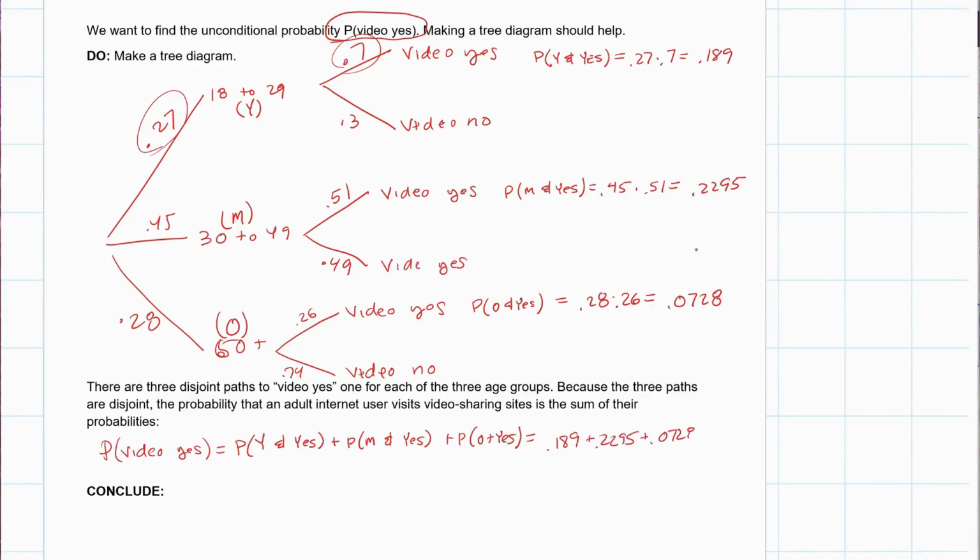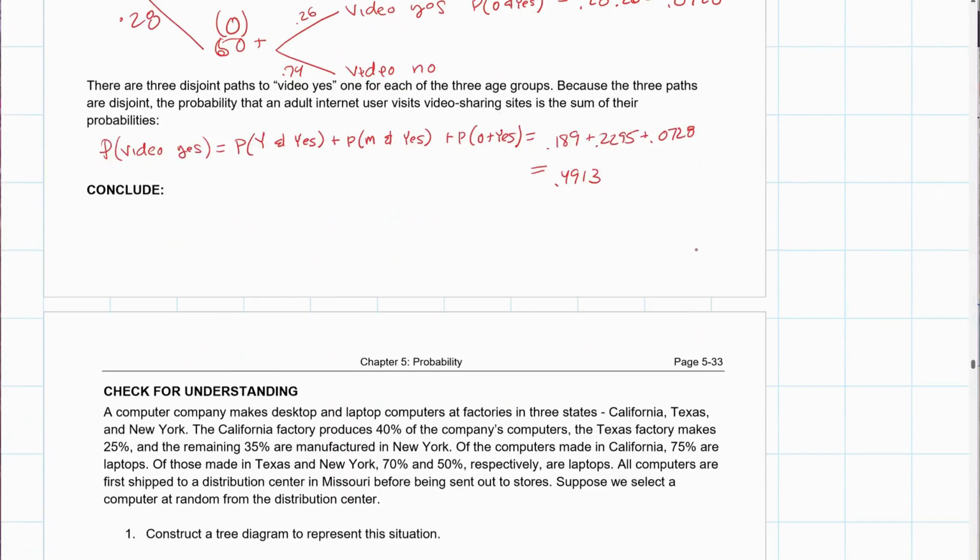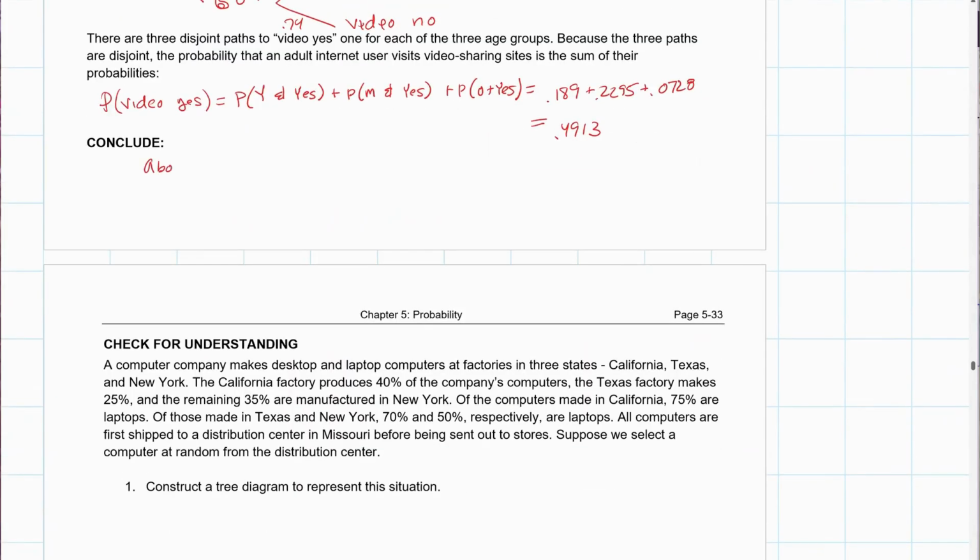So if we add up those numbers, showing my work all the way through, I end up getting 0.4913. What's my conclusion? My conclusion is about 49.13% of all adults use video sharing sites.